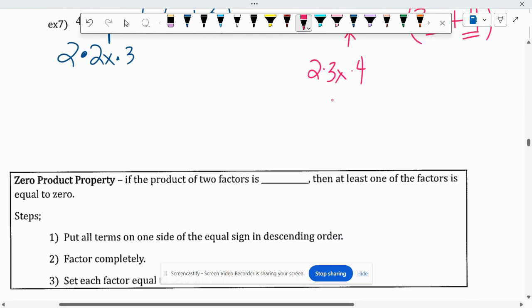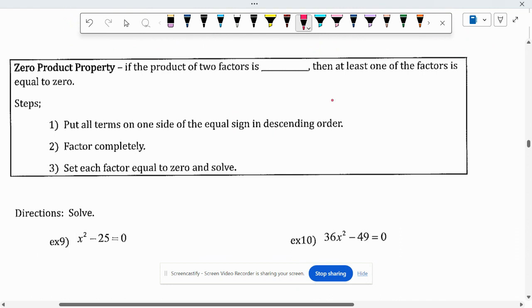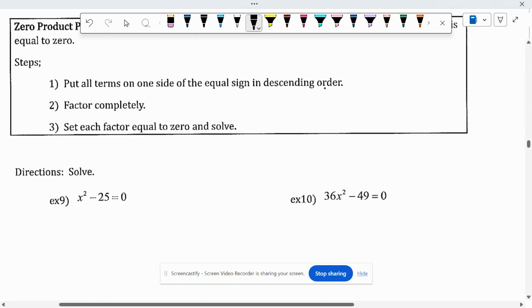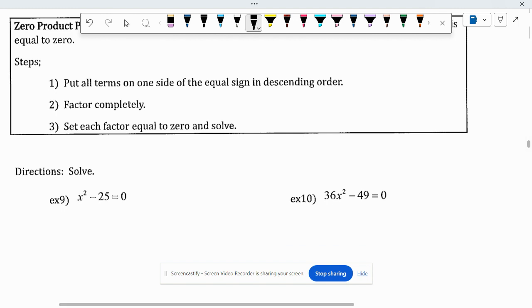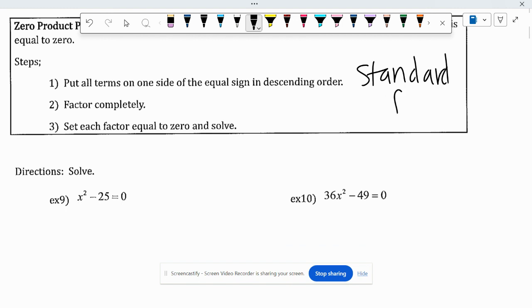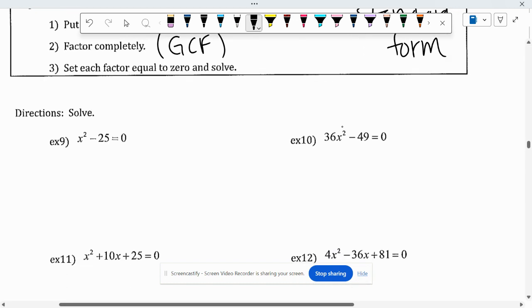Next, the zero product property says if the product of two factors is 0, then at least one of the factors is equal to 0. So how do we use that? First, pull out all the terms to one side of the equal sign, and put it in descending order, which is also called standard form. Factor completely. Look for a GCF. Set each factor equal to 0 and solve.